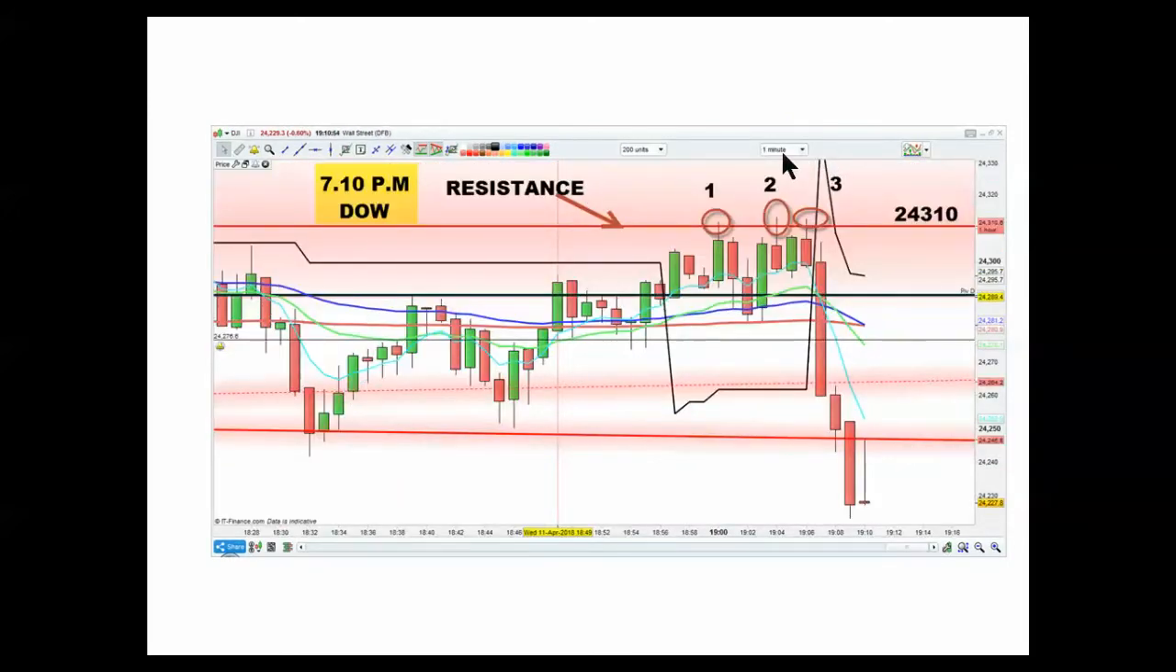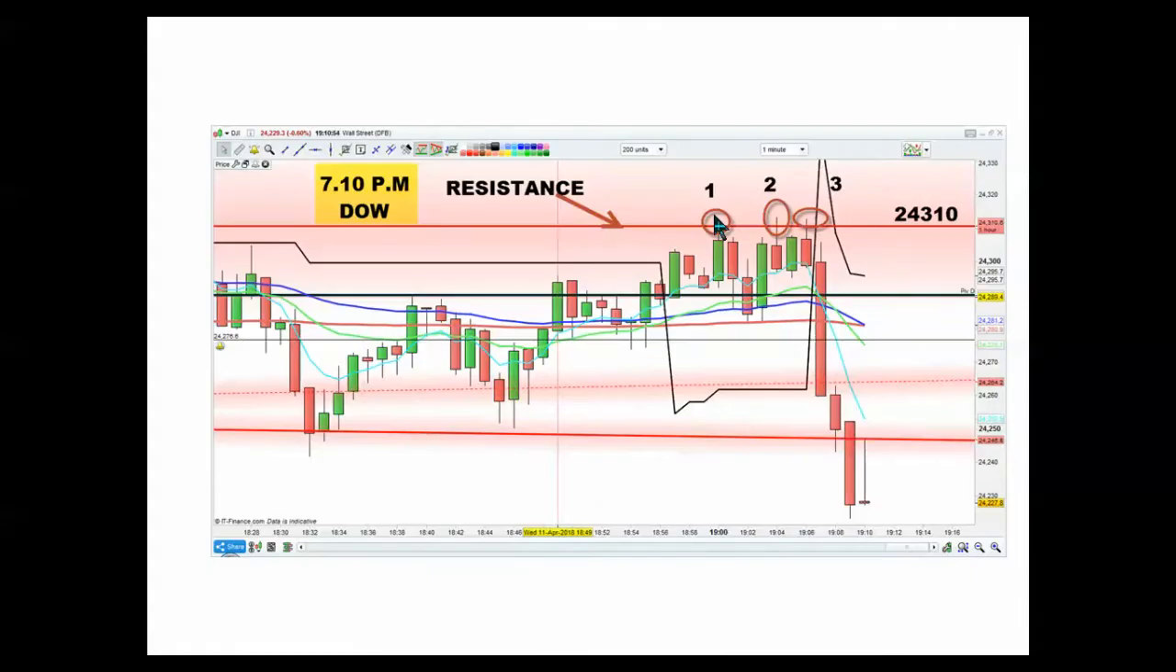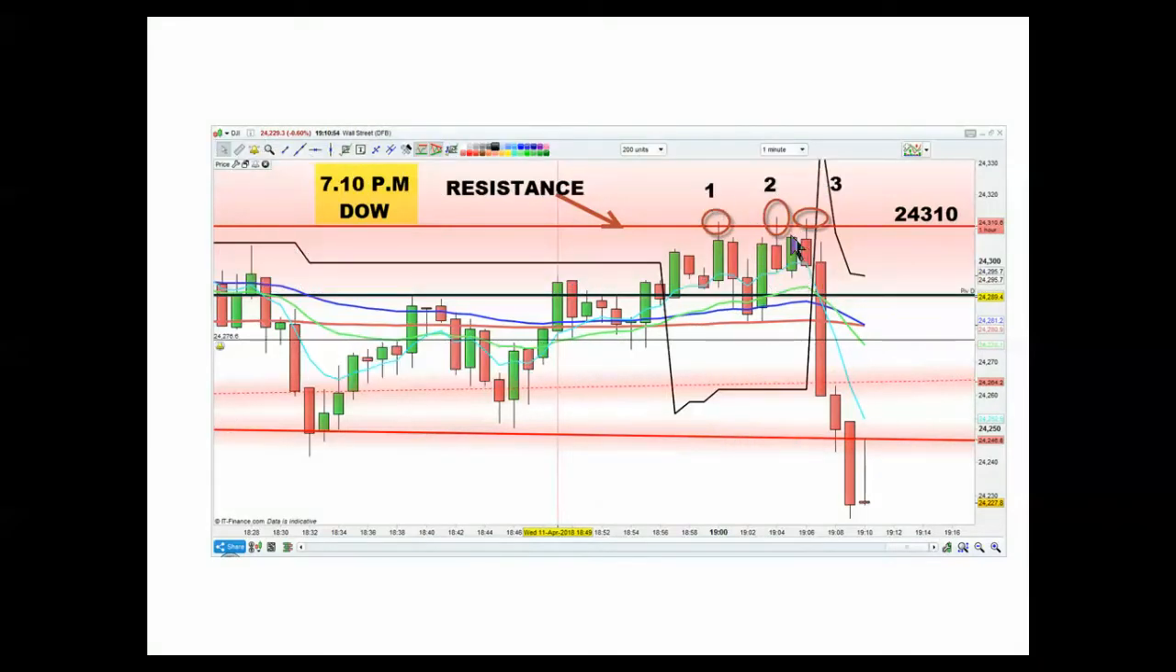This is a 1 minute chart again, just to zoom a little bit further in. You can see resistance once, twice, 3 times it's tested this 24,310 level. Okay, so 1, 2, 3, 4. Okay, 1, 2, 3, and then look at the drop. Look at that candle. That's on a 1 minute time frame. So I like zooming all the way in. You can see those nice red candles, beautiful candles when you're selling, because it's all profit for you there.